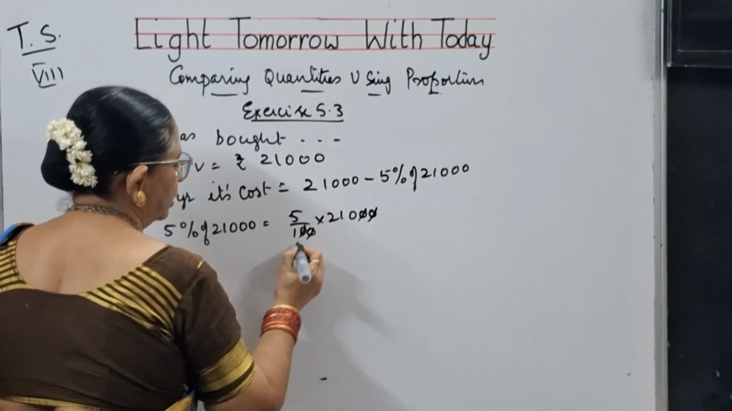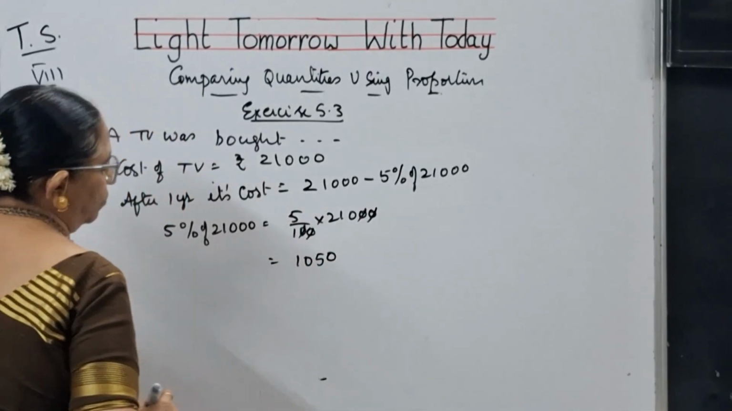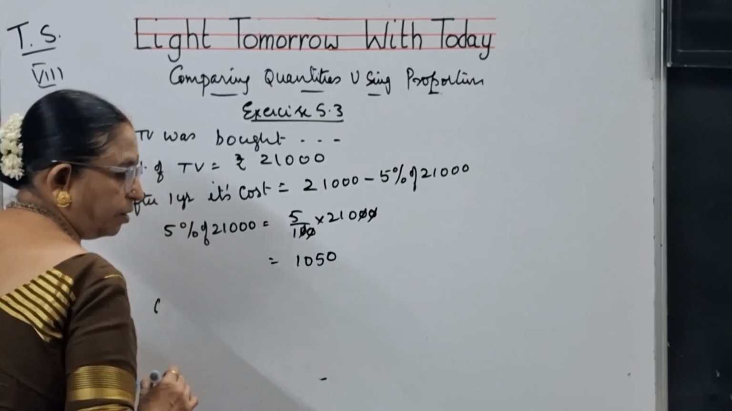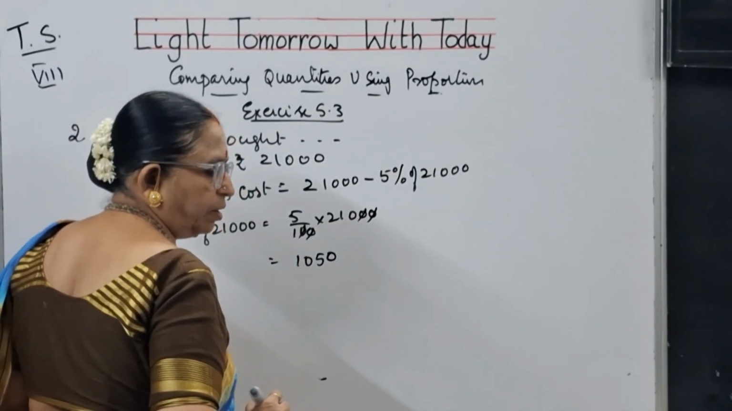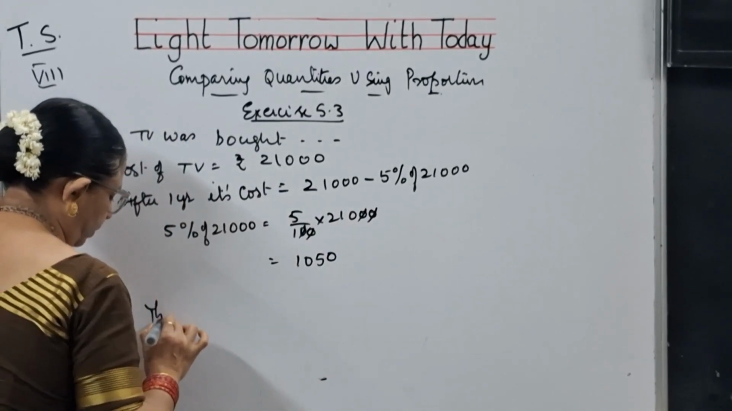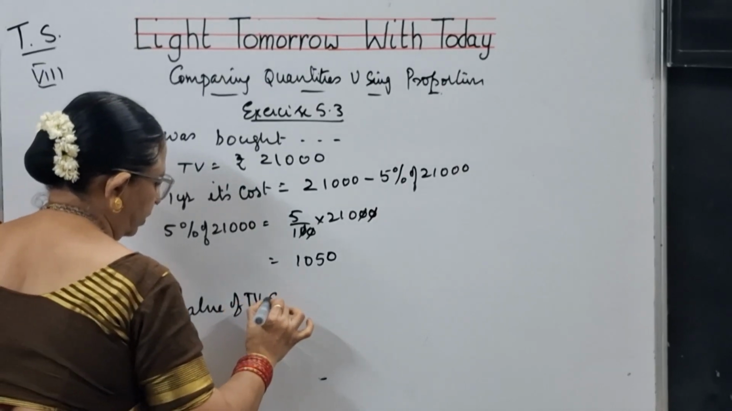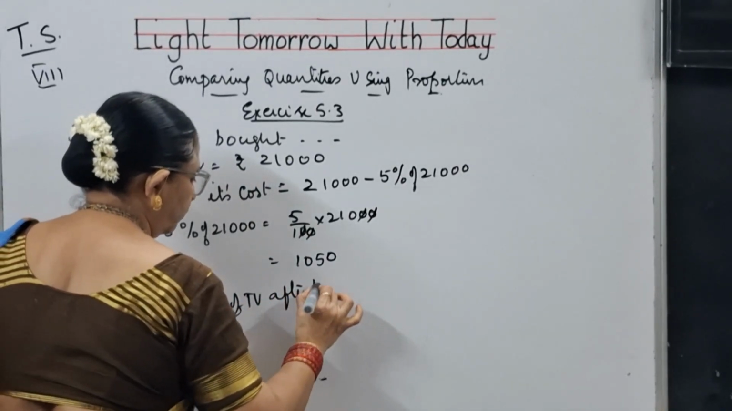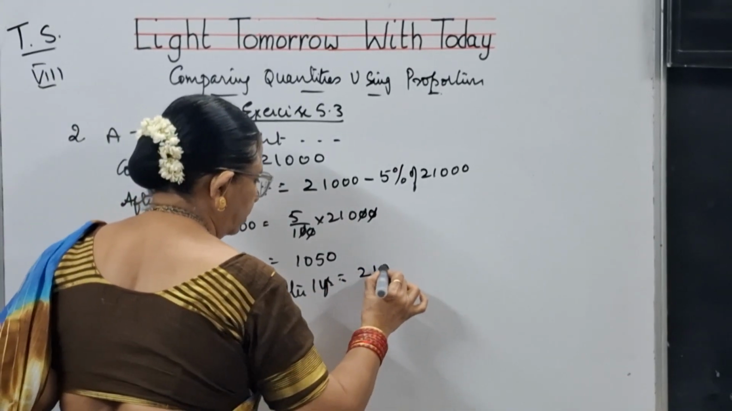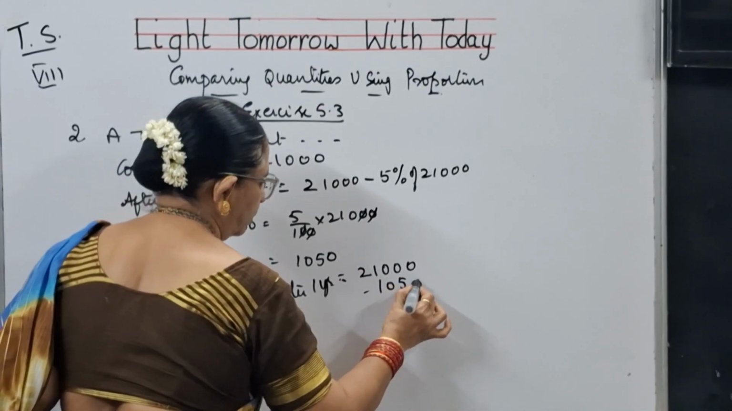So two zeros will get cancelled. 5 ones are 5, 5 twos are 10, 1050. So this is what the problem says. After 1 year, the value of the TV, so the value of the TV after 1 year is equal to 21,000 minus 1050.